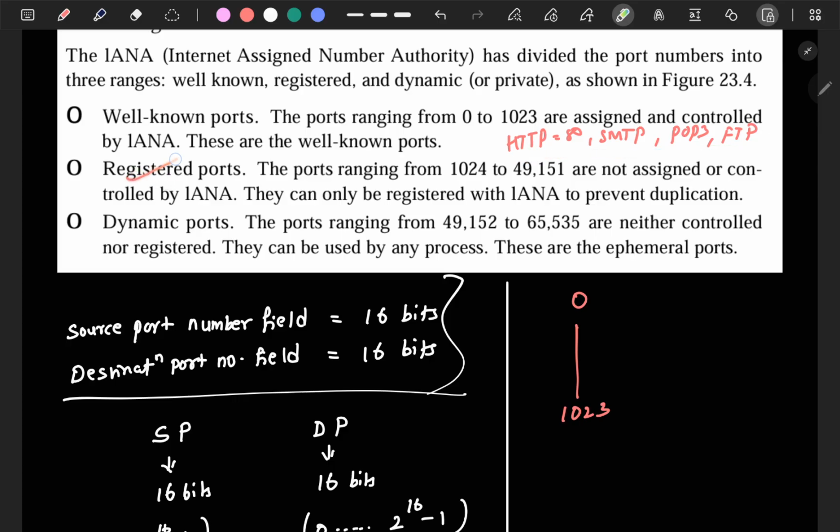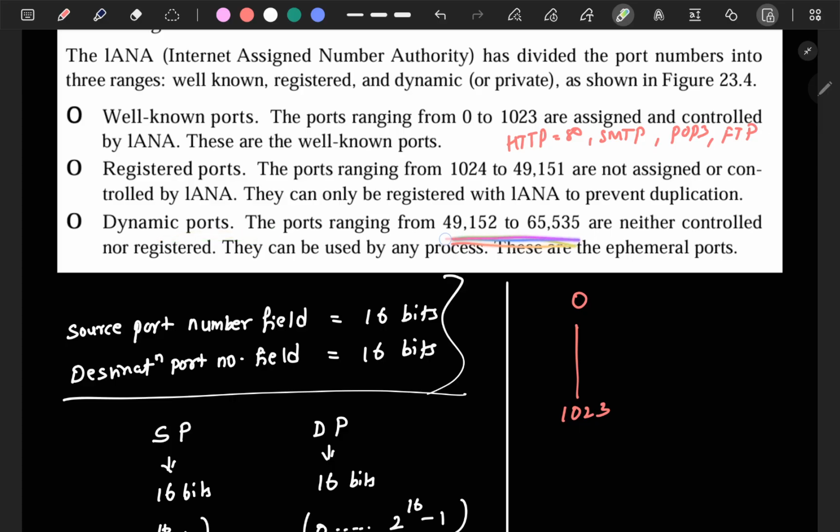The next part is registered ports, from 1024 to 49151. What is the meaning of this? Tomorrow there may be a few new services that need more port numbers, so for them the ports are registered for future use. That registered range is from 1024 to 49151. And then there are the dynamic ports.